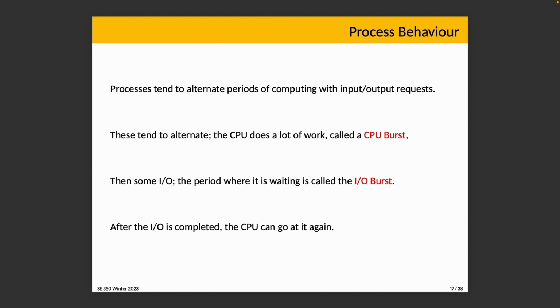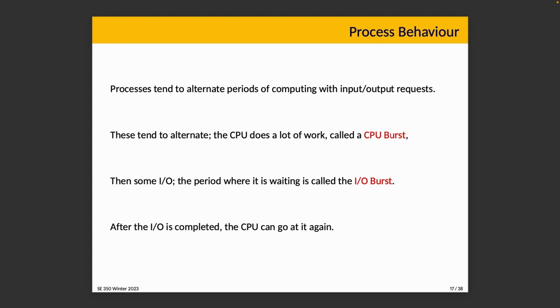Okay, we'll also talk about process behavior. And it's noteworthy that processes tend to alternate periods of, shall we say, computing, like using CPU time, with input and output requests. And these really do tend to alternate according to what we see. A typical program that exhibits this kind of behavior loads some data, processes it, goes to the next chunk of data, loads it, processes it, and so on and so on. And that's just how the program executes. So during the period of time when the CPU does a lot of work, we call that the CPU burst. And then there's the I/O, and there's a period of waiting for the I/O, which we call I/O burst.